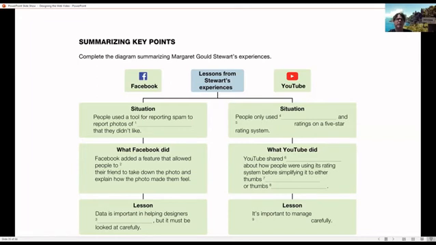Okay, you should have unpaused, so let's go over the answers. Again, because it's a video, you can pause for as long as you need. Okay, situation. People used a tool for reporting spam to report photos of themselves that they did not like. Facebook added a feature that allowed people to message their friend to take down the photo and explain how the photo made them feel.